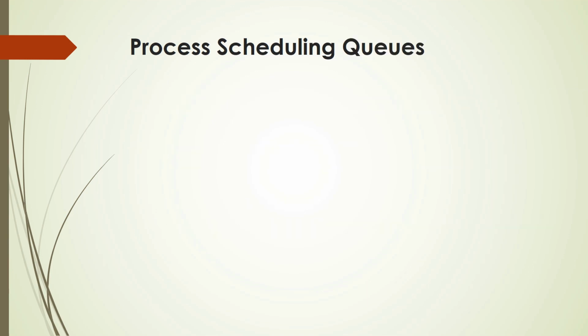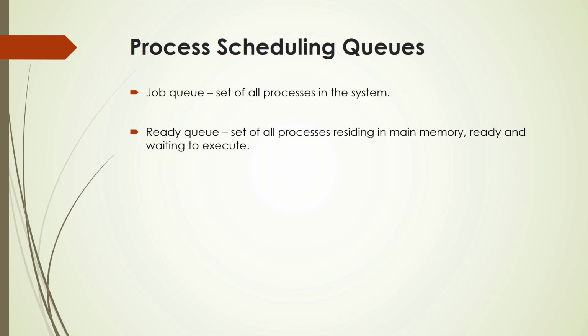Now let us look at process scheduling queues. As there are several processes, all the processes are put in queues so that they can be executed in some order. The first queue is called the job queue, where the set of all processes in the system are put. Second, the ready queue, the set of all processes residing in main memory that are ready and waiting to be executed.